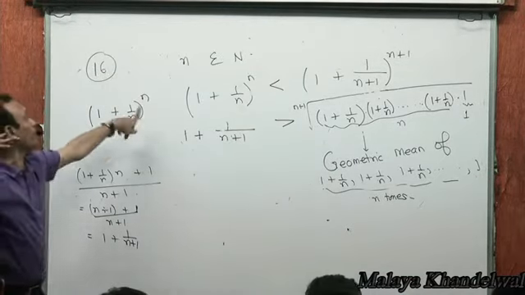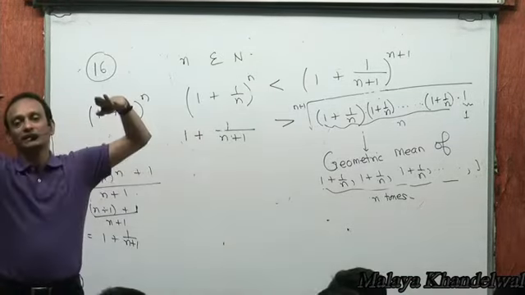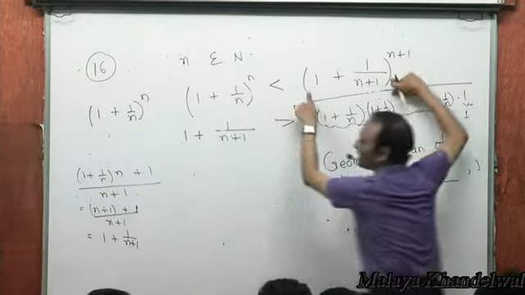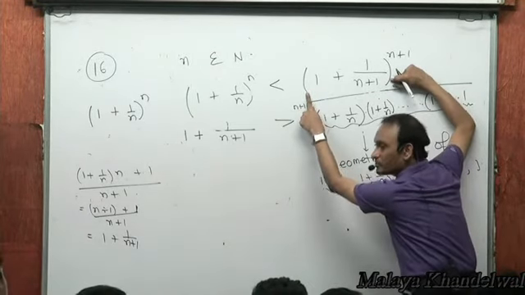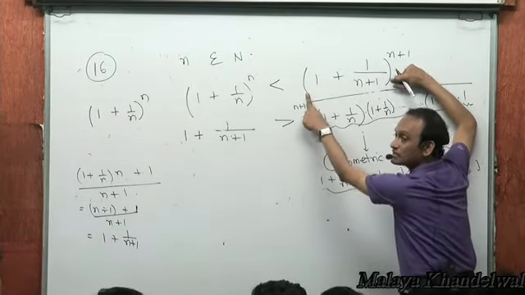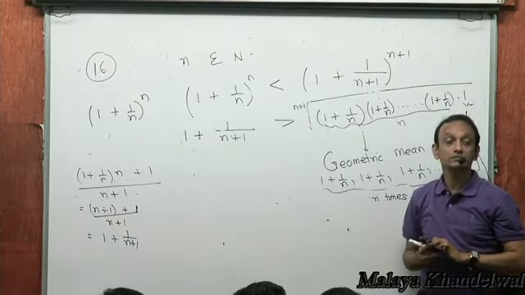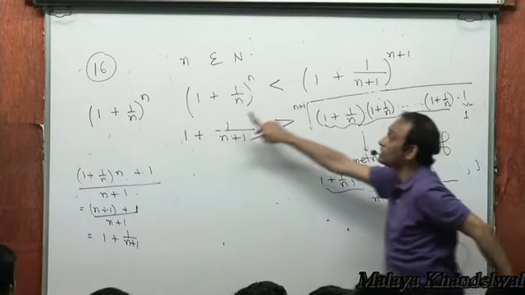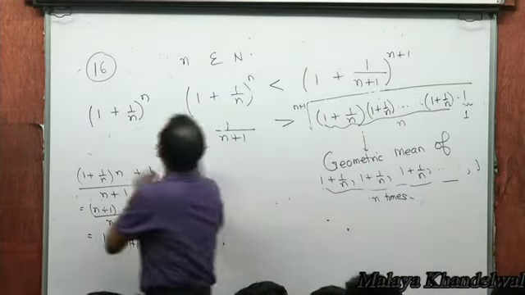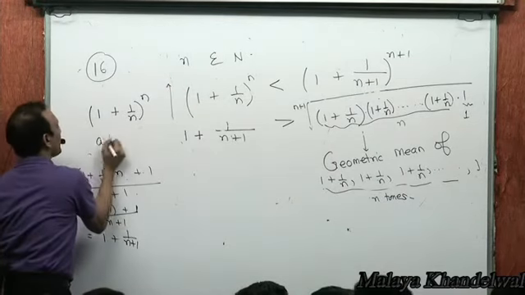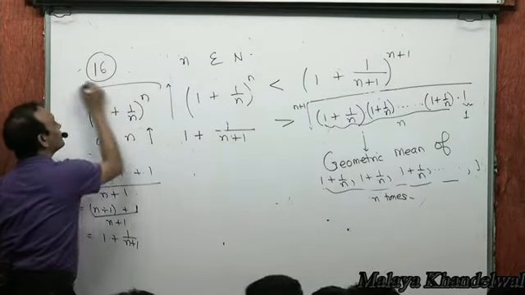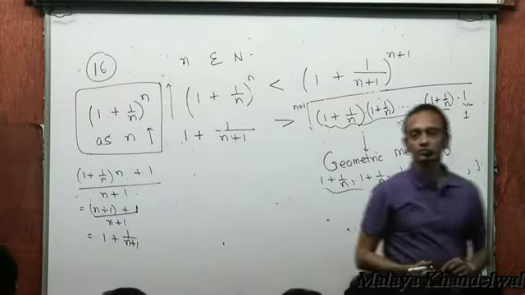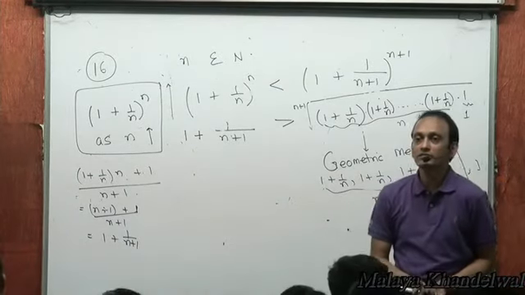1 plus 1 by n to the power n will increase as n increases. That's what it means, isn't it? This is the value of the expression when n becomes n plus 1. That means when n is increased, isn't it? Right? So, first of all, remember this. This is a result, and the fact that 1 plus 1 by n to the power n increases as n increases is a very useful result. Then it will decrease.